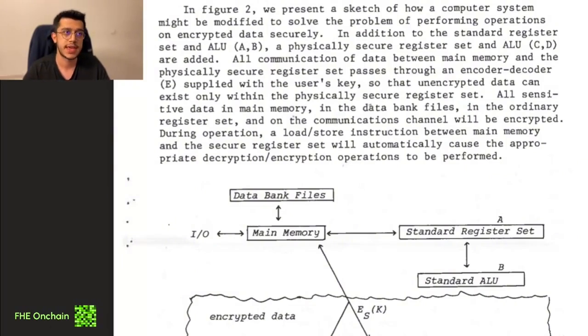All communication of data between main memory and the physically secure register set passes through an encoder-decoder, which they call E, supplied with the user's key so that unencrypted data can exist only within the physically secure register set. All sensitive data in main memory, in the data bank files, in the ordinary register set, and on the communications channel will be encrypted. During operation, a load or store instruction between main memory and the secure register set will automatically cause the appropriate decryption or encryption operations to be performed.